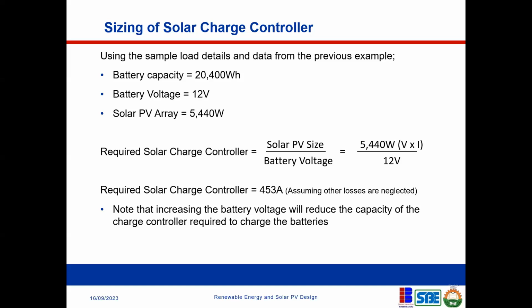I'll give you an example. Like this question we just solved now, we saw that the charge controller required would be 453 amps. But 453 amps, I tell you, is a very large current, very, very large. In fact, that's why you will hardly find charge controllers at this rating unless you want to use the industrial charge controllers. Most of the charge controllers you find, like Engineer Chima said, will be 60 amps, 80 amps.